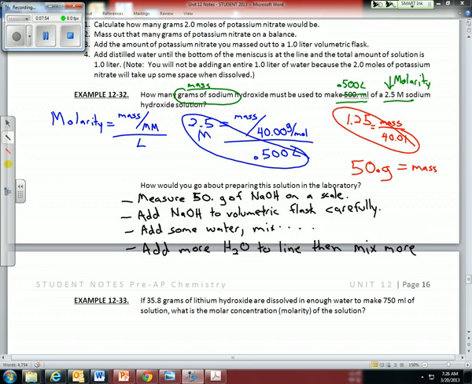I forgot to conclude the size of the volumetric flask. Usually, there are 500 milliliter volumetric flasks. You just find one that has 500 milliliters on it. Sometimes you only have like a liter volumetric flask, so then you would like double the numbers and all that fun stuff. Okay, let's go on and look at the next problem.